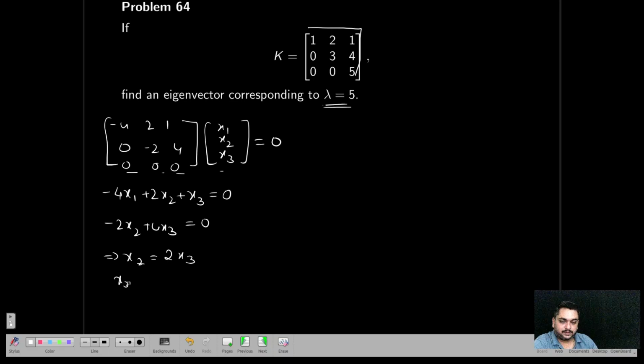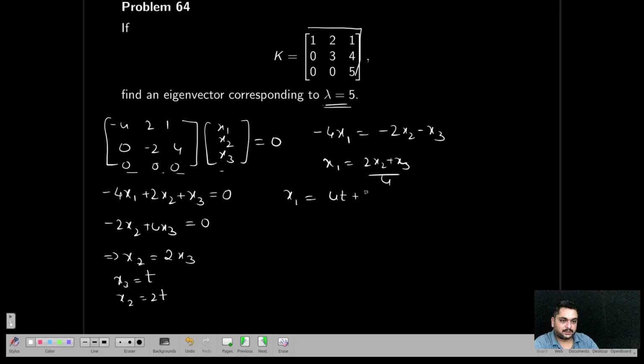Let us put x3 is equal to t. Then x2 will be 2t. So now you put 4x1, minus 4x1 is equal to minus 2x2 minus x3. So x1 is equal to (2x2 plus x3) divided by 4. So x1 will be 2x2, x2 is 2t, so 4t plus x3, which is t, divided by 4. So x1 is equal to 5 by 4 t.